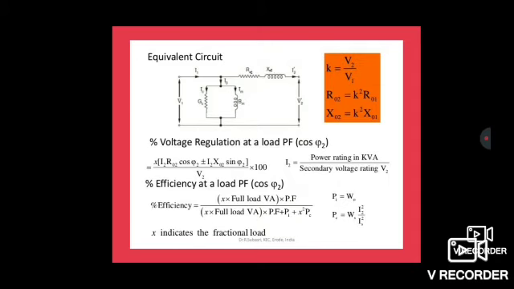Percentage efficiency at a load power factor cos phi 2 is given by: percentage efficiency is equal to x into full load VA into power factor divided by x into full load VA into power factor plus Pi plus x squared Pc, where Pi is W0, that is the open circuit wattmeter reading. Pc is Ws into I2 squared divided by Is squared, where Ws is the secondary wattmeter reading obtained from the short circuit test. x indicates the fractional load.